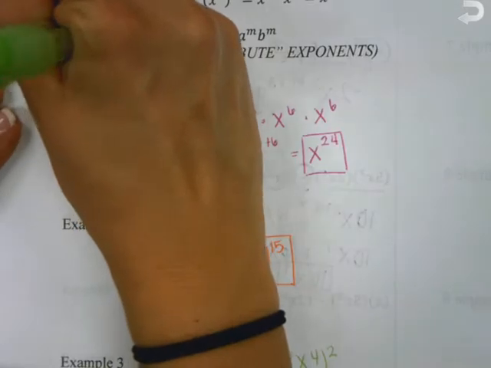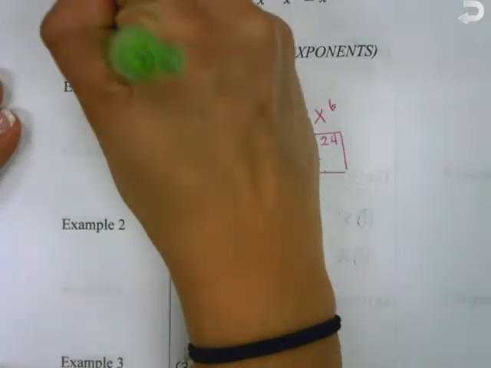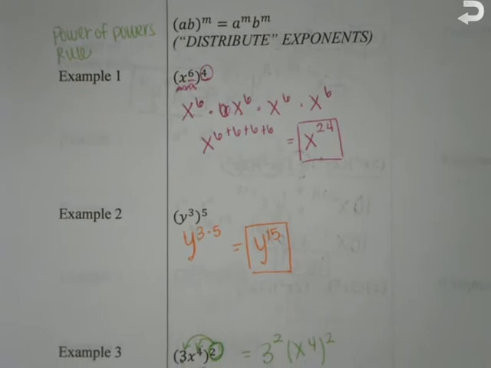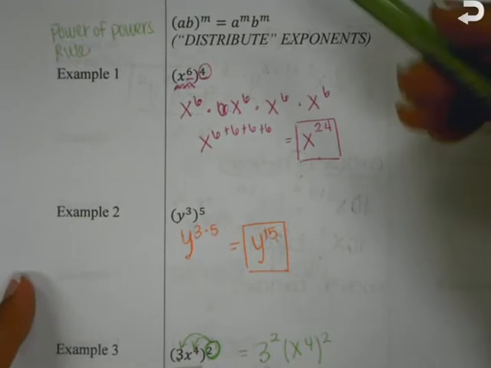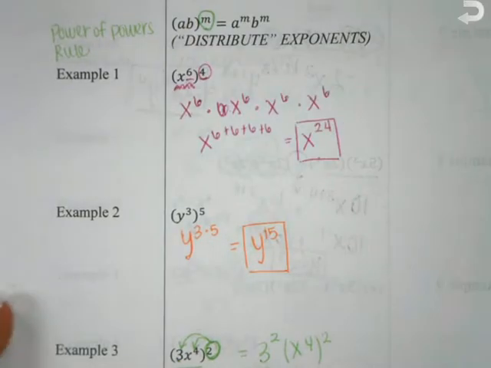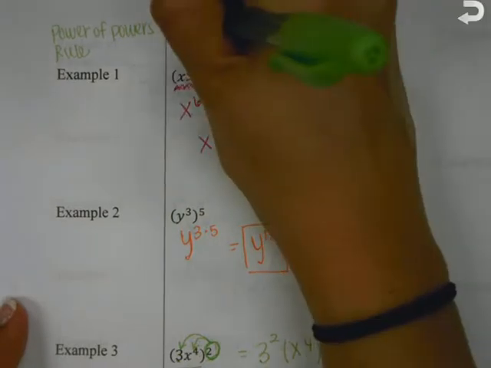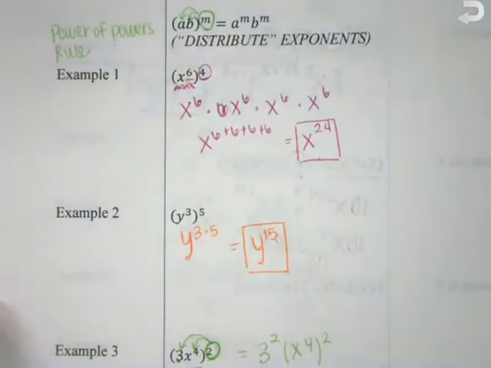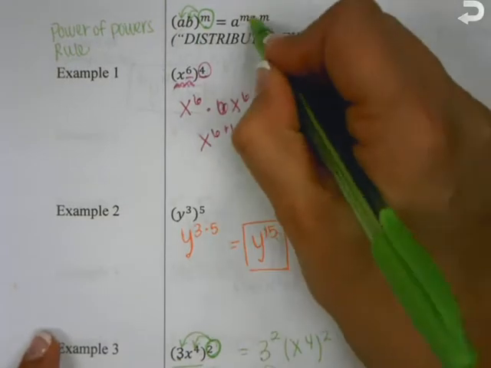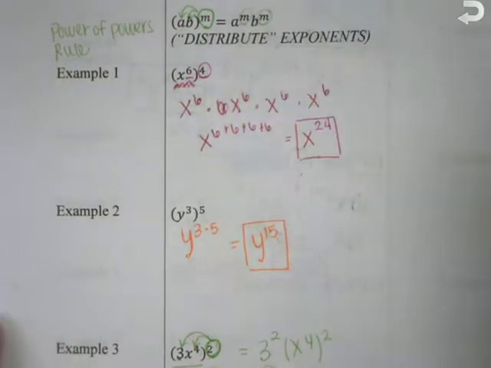So we have 2 power of powers rules. One when there's only one thing inside the parentheses, and one when there's more than one thing inside the parentheses. When there is more than one thing inside the parentheses, you can take the exponent and raise each individual thing inside to that exponent. So in general terms, it would be a to the m power times b to the m power. I call that distributing the exponents. Technically, it's not the distributive property, but it's similar.